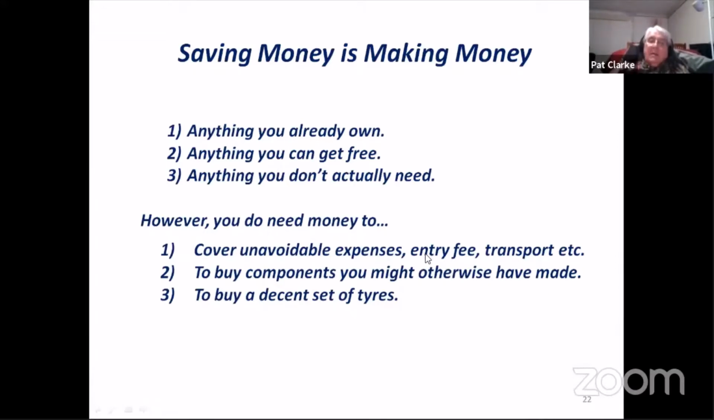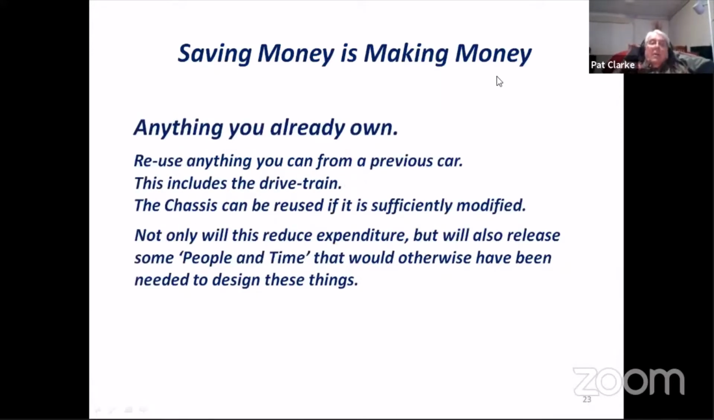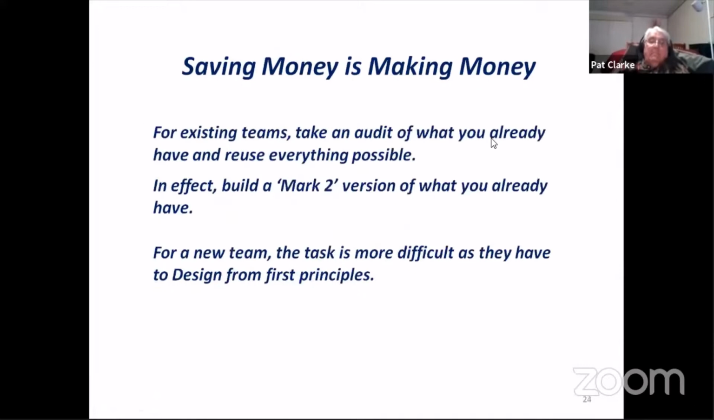Okay, let's see what the next slide says. Talking here about using anything you already own. So reuse anything you can from a previous car. This includes the drivetrain. So if you currently have, say, an internal combustion car and you wanted to move to an electric car, put that on hold and just reuse your internal combustion drivetrain. The electric car can go next year. You just haven't had the time to do it. As I said, the chassis can be reused if sufficiently modified. And not only will this reduce expenditure, but it will also release some people and some time that would otherwise have been needed to design and make these things. As I said earlier, the people, time, and money are all tied together, inextricably linked.